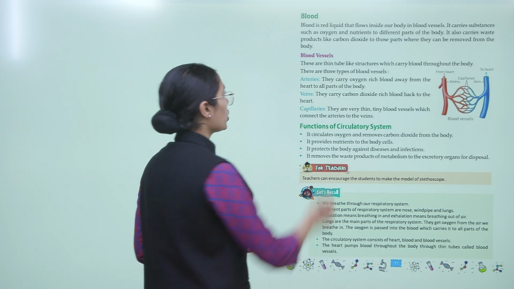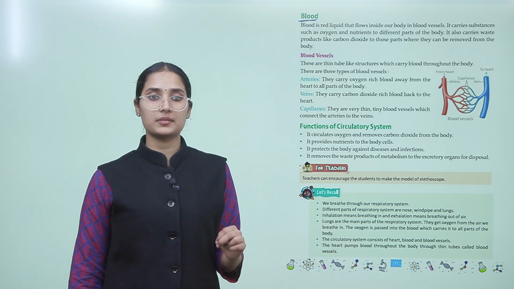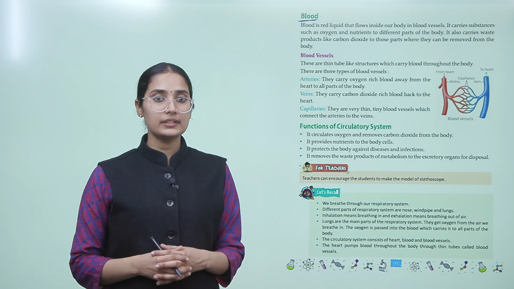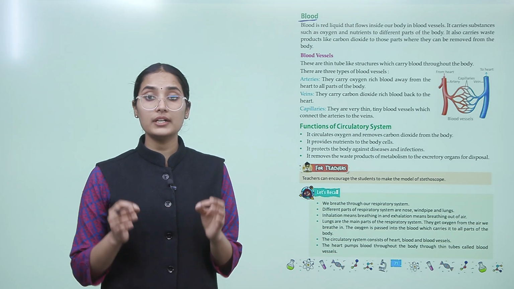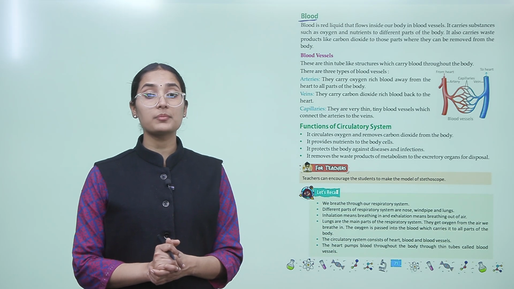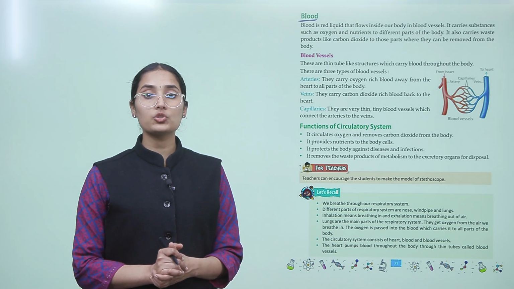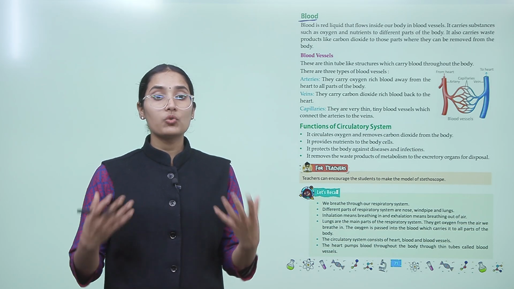So let's now talk about the blood, okay? Blood is the second thing in the circulatory system. Blood is a red liquid that flows inside our body in blood vessels. It carries substances such as oxygen and nutrients to different parts of the body. It also carries waste products like carbon dioxide to those parts where they can be removed from the body.